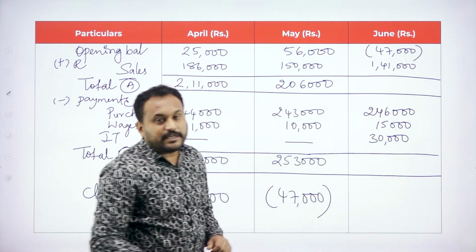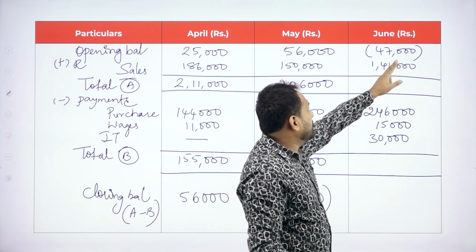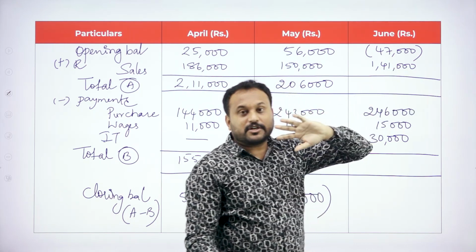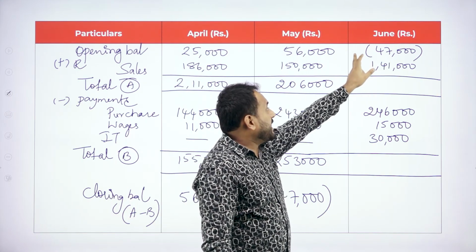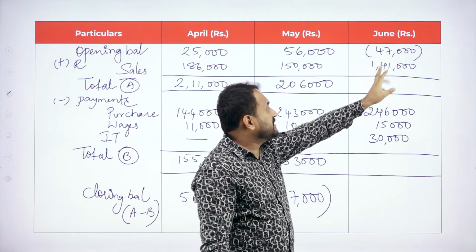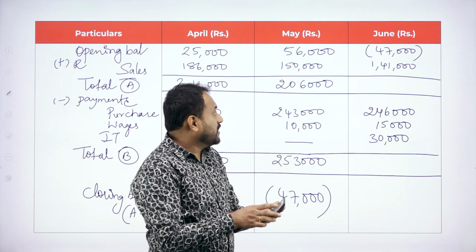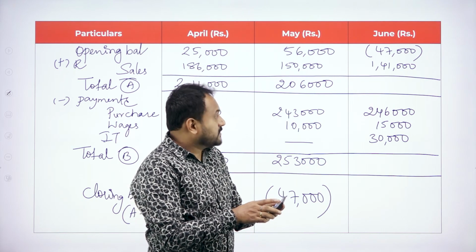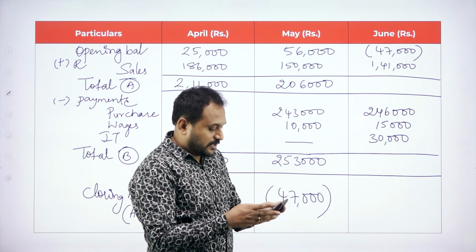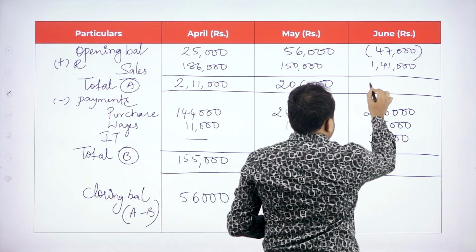When you do this here, many of you will commit a mistake. You will just write 47,000 and add it with 1,41,000. No, you are not supposed to. Here this is a negative. Now minus 47,000 plus 1,41,000. That is what you are supposed to do. So 141 minus 47,000. So we got positive, that is here 94,000.